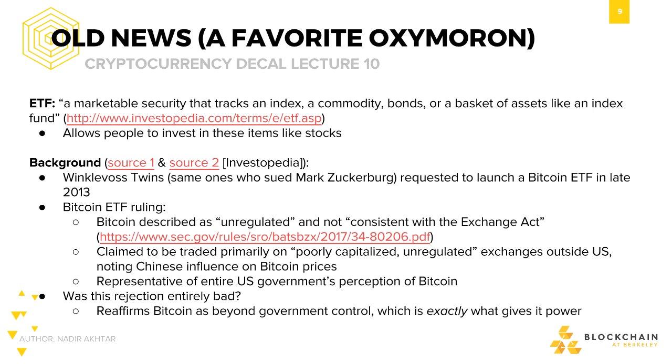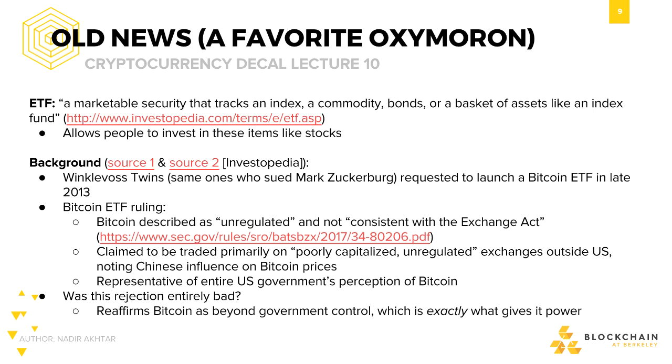They also claim that a lot of the exchanges that deal with Bitcoin are outside of the US, and a lot of the influence is outside of the US. Because of these so-called poorly capitalized and unregulated exchanges, for example in China, Bitcoin's prices and stability are not easy to ascertain. And because of that, Bitcoin is not eligible for ETFs.